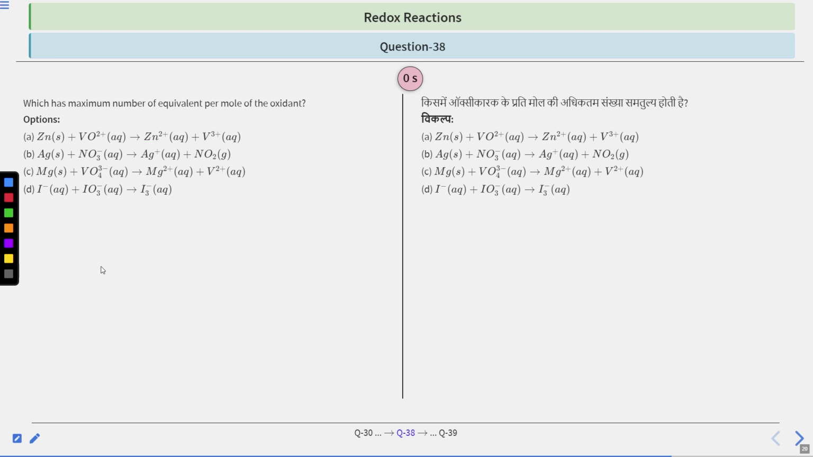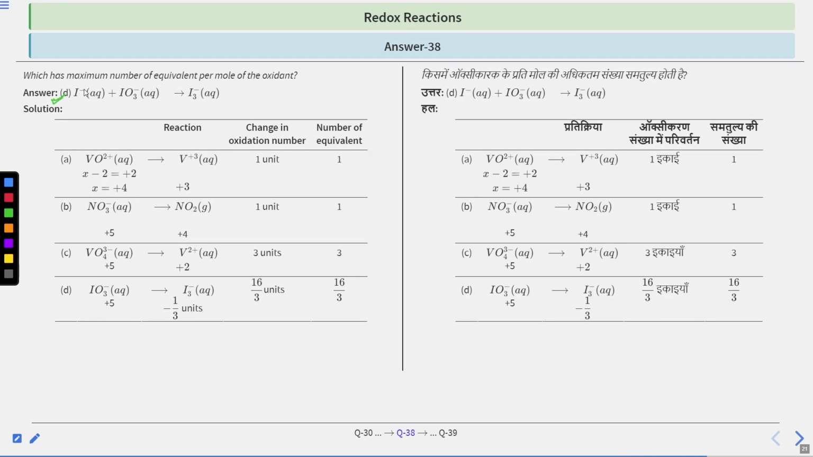Okay, let's see the correct answer. The correct answer is option D, that is I- plus IO3- giving us I3-. So we have to find out the maximum number of equivalents per mole of oxidant from the given reactions. In reaction A, VO2+ giving us V3+, right? The oxidation state of V here is +4 and in the product it is +3. So the change in oxidation number is 1 unit and the number of equivalents will be 1. In option B, NO3- giving us NO2. The nitrogen oxidation number is +5, and in the product it is +4. So the change is 1 unit and the number of equivalents will be 1.